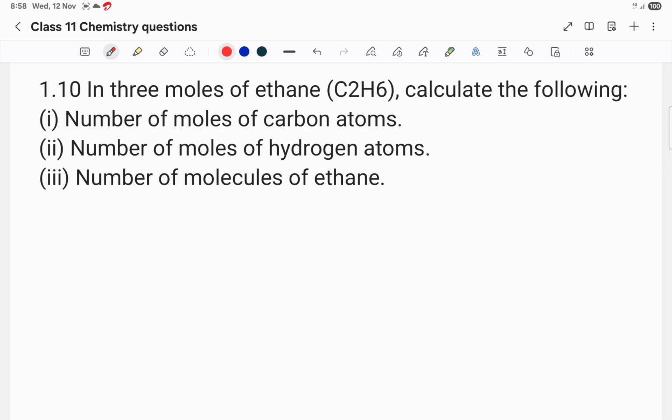So we are starting with the other questions where we have left, that is 1.10 from class 11th. It's the first chapter we are doing. So the question is, in 3 moles of ethane, calculate the following: number of moles of carbon atoms, number of moles of hydrogen atoms, and number of molecules of ethane.